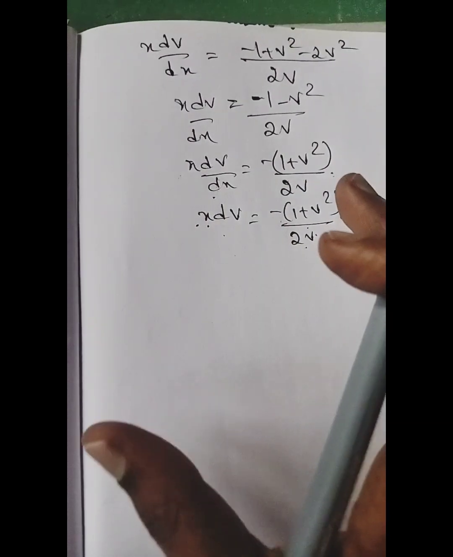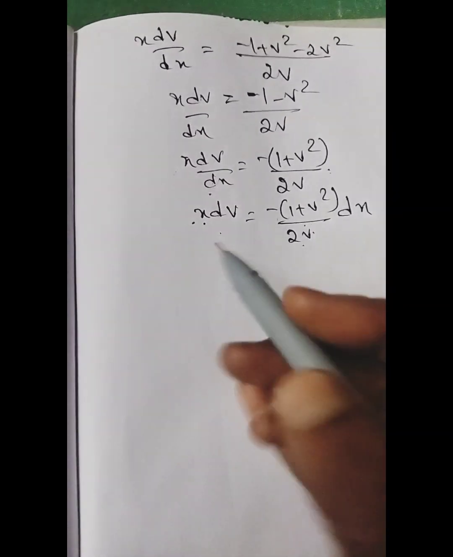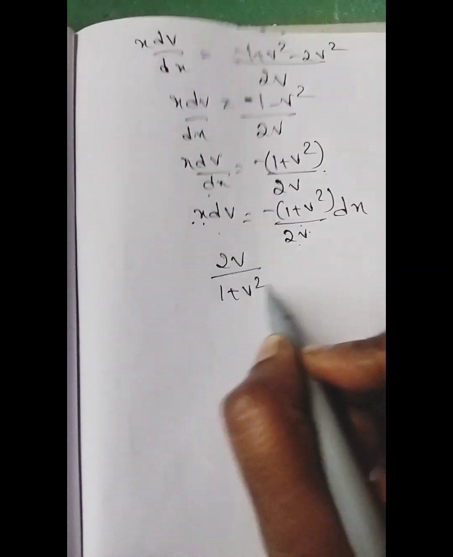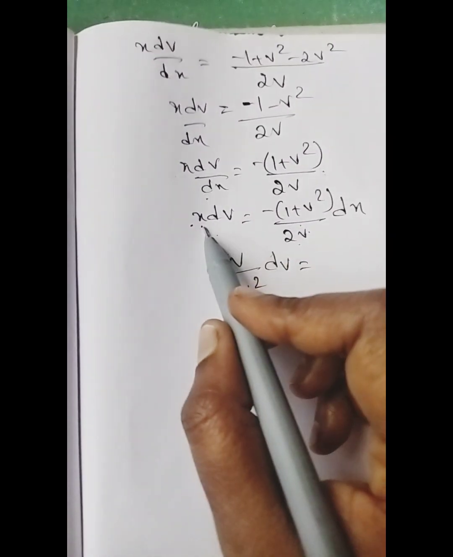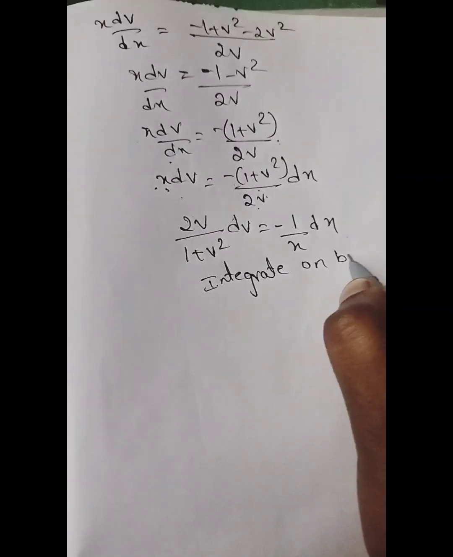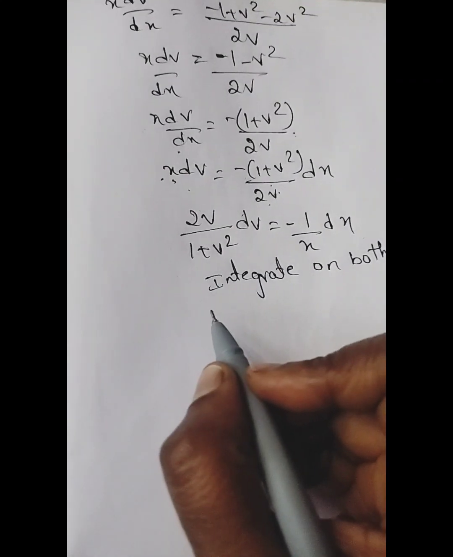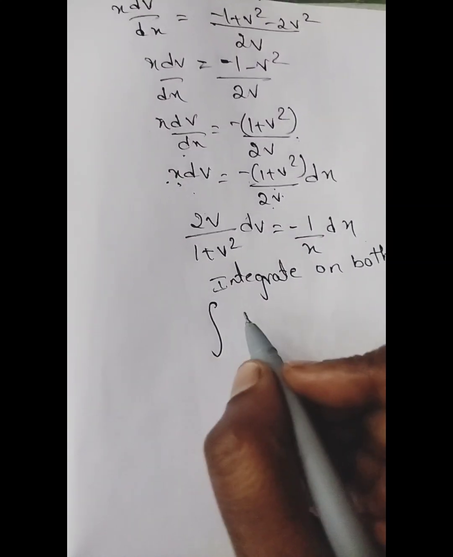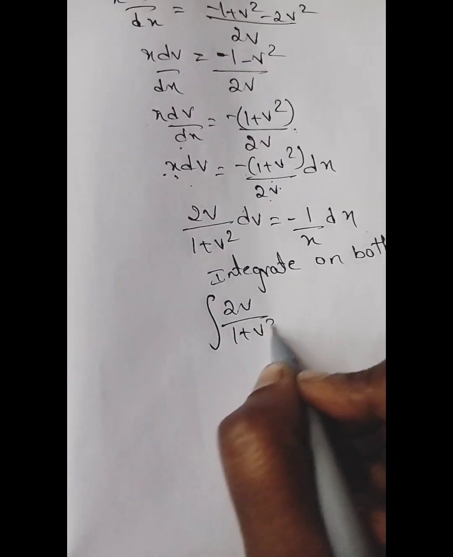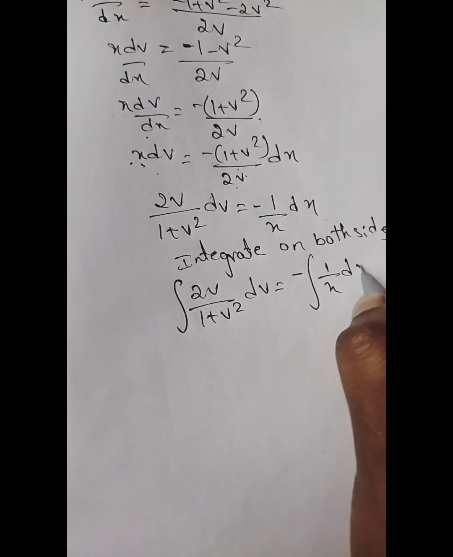So along with the variable, you need to separate the differential term. So separate now: 2v/(1+v²) dv equals, we take this x to the right hand side, so what do we get? Minus 1/x. Applying integration on both sides, as 2 is a constant, you can send it outside, or you can put it inside the integration also. ∫2v/(1+v²) dv = −∫(1/x) dx.